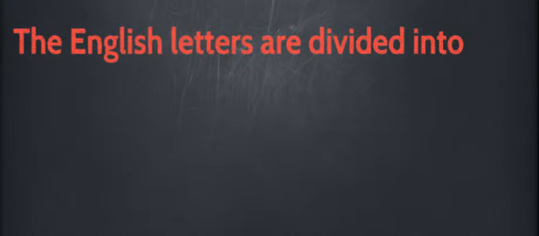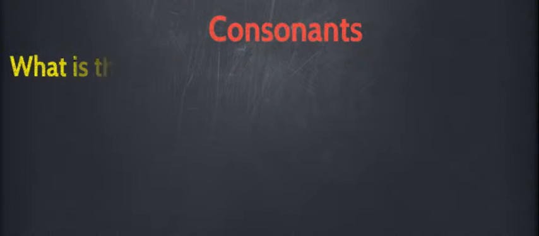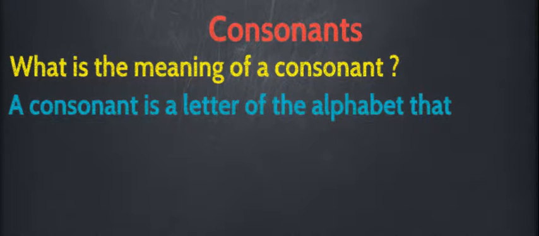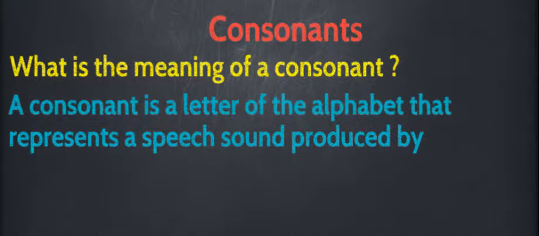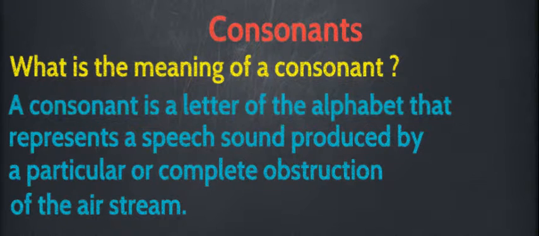The English letters are divided into consonants and vowels. First, consonants. What is the meaning of a consonant? A consonant is a letter of the alphabet that represents a speech sound produced by a particular or complete obstruction of the air stream.